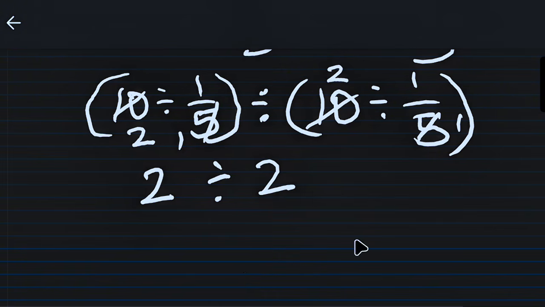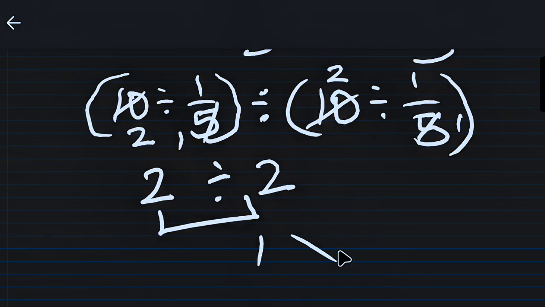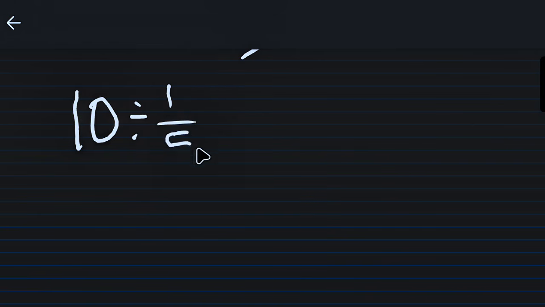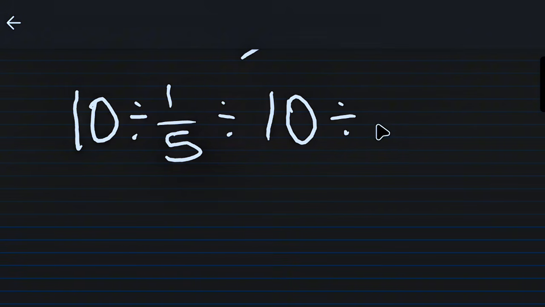So what they did next was to use these two here to divide these two, and they are left with 1. But this is totally wrong. Now let me show you the correct way to solve this particular expression. Now the question says 10 divide by 1 divide by 5, then divide by 10 divide by 1 divide by 5.